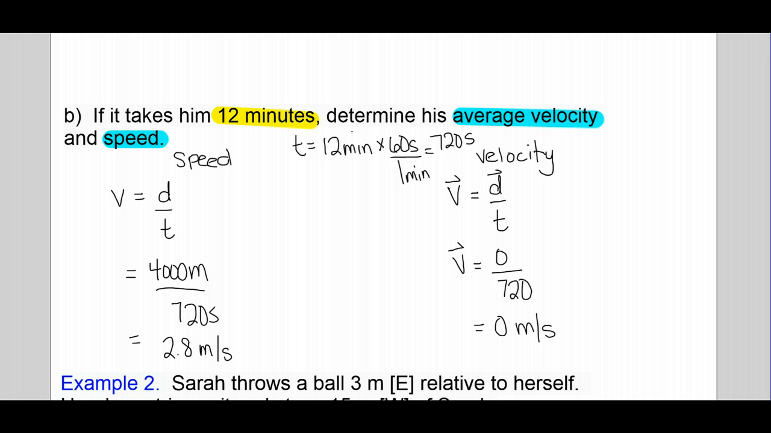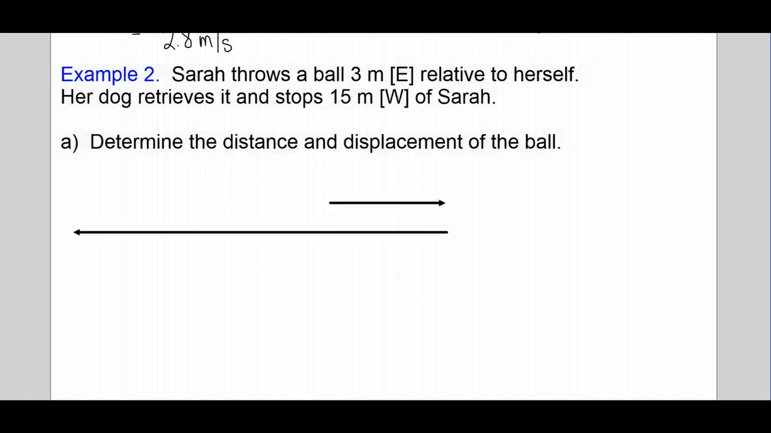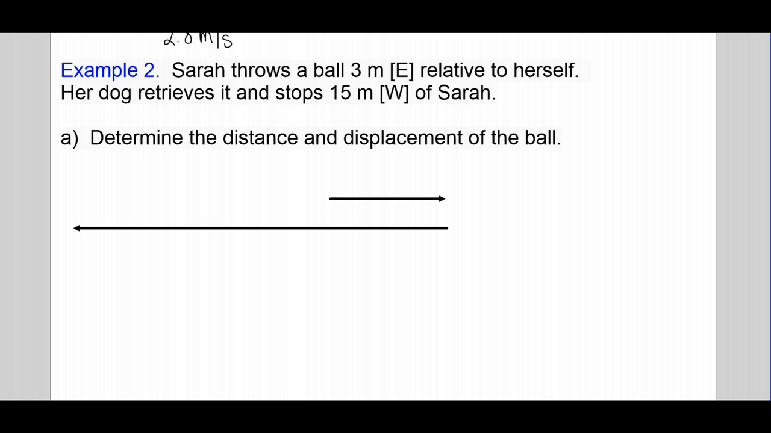Okay, final example. Sarah throws a ball 3 meters east relative to herself. Her dog retrieves it and stops 15 meters west of Sarah. So, determine the distance and the displacement of the ball. Okay, so here's a situation where we have multiple movements, and this is their given information.